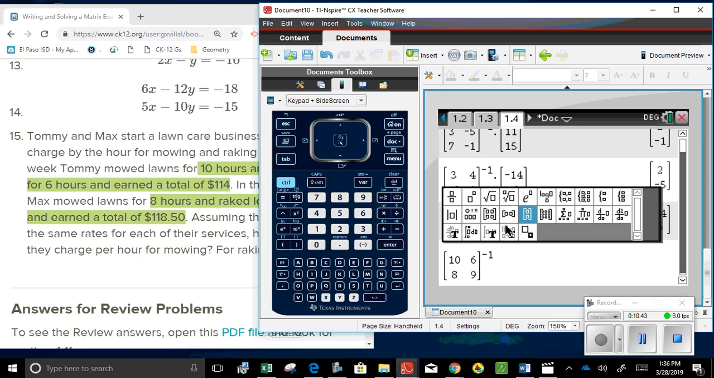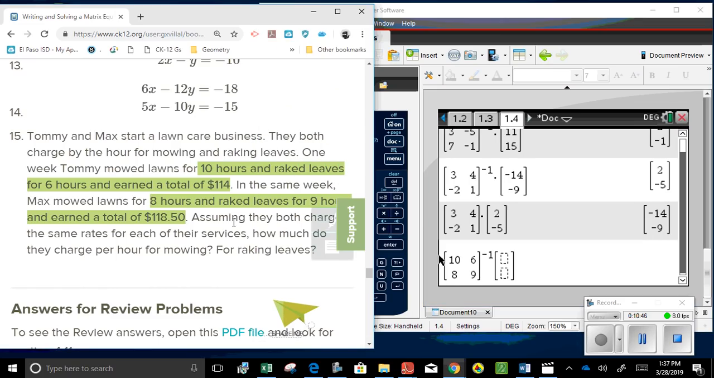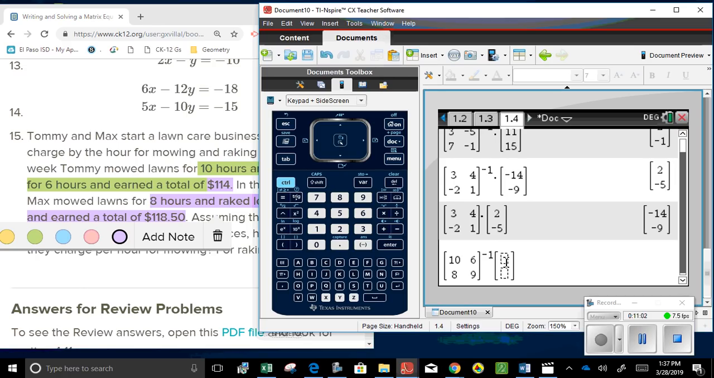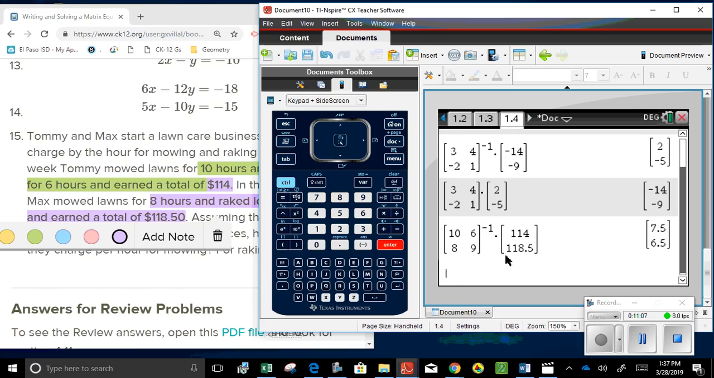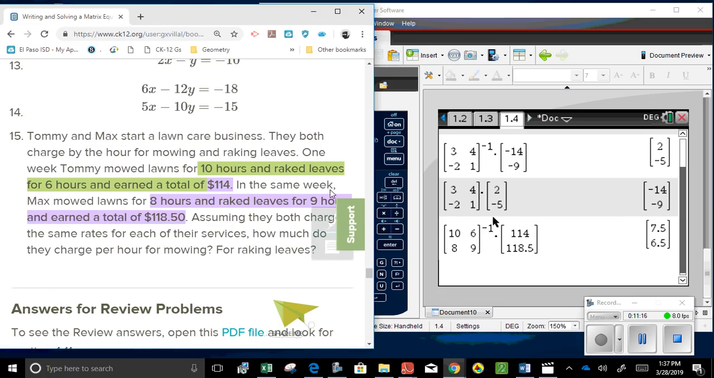And then I need the other matrix. How much do they charge? The charging was 114, and the other one was 118.50. Oops. Okay. 114 and 118.50. So apparently this is the result. 7.5, 6.5. What is that? That's how many things they did.